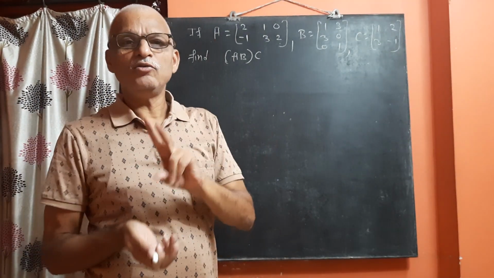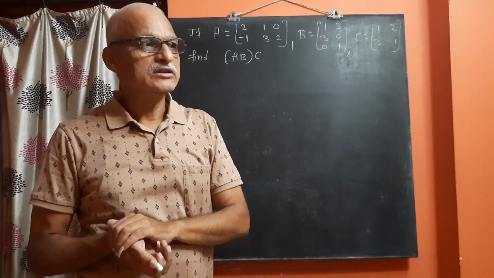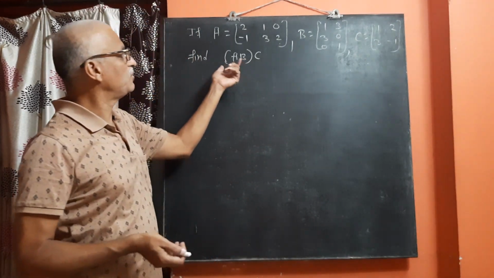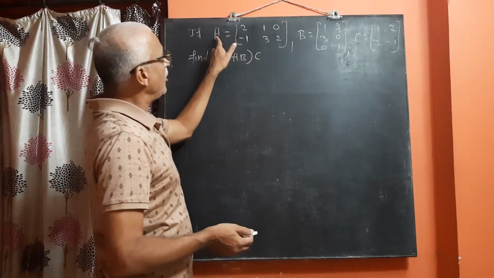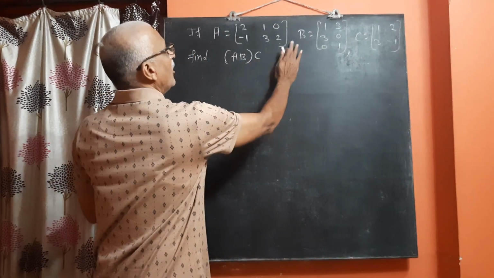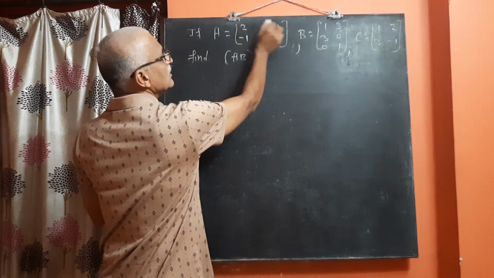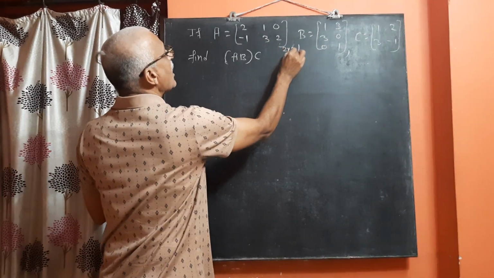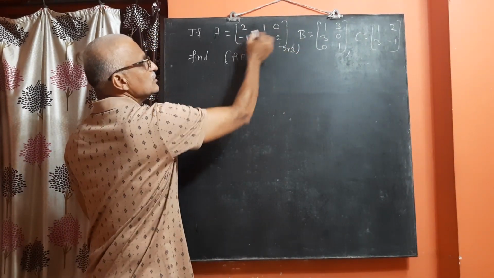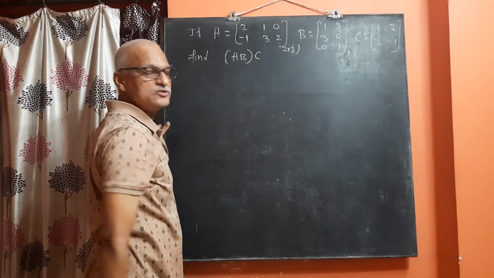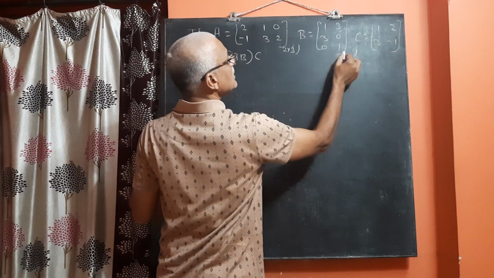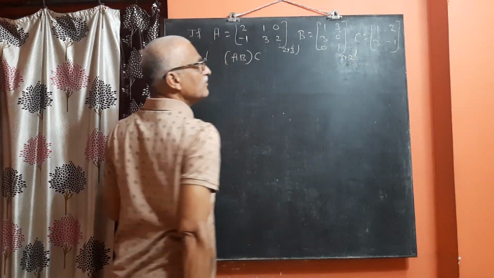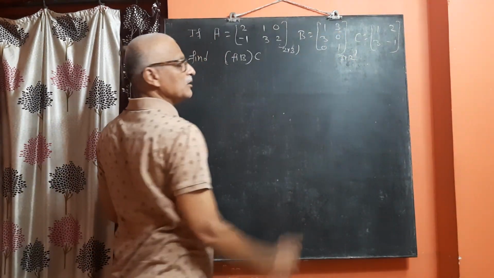We can multiply only 2 matrices at a time. So first we have to find the product A into B. Now the order of A is 2 by 3, there are 2 rows and 3 columns. The order of B is 3 by 2, 3 rows and 2 columns.